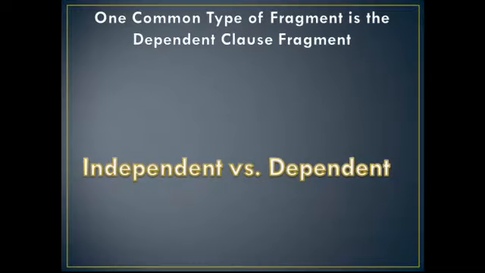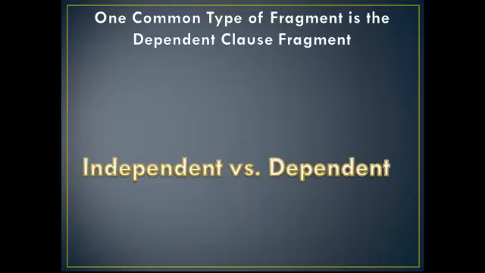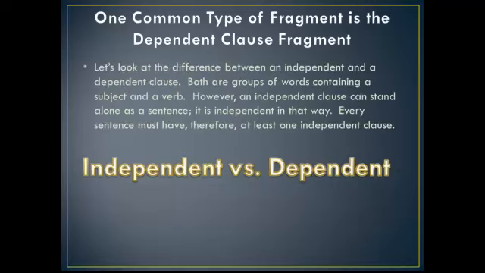One common type of fragment is the dependent clause fragment. Independent versus dependent. Let's look at the difference between an independent and a dependent clause. Both are groups of words containing a subject and a verb. However, an independent clause can stand alone as a sentence. It is independent in that way. Every sentence must have, therefore, at least one independent clause. Remember, each sentence must contain at least one independent clause.